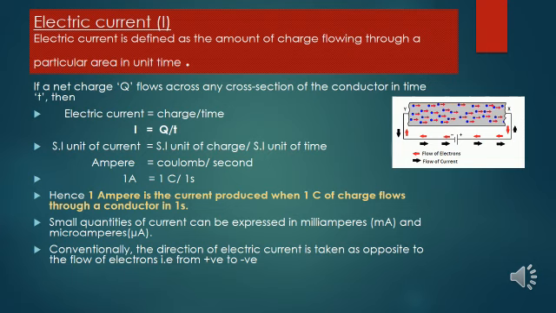Small quantities of current can be expressed in milliamperes and microamperes. 1 milliampere is equal to 10 raised to minus 3 ampere, whereas 1 microampere is equal to 10 raised to minus 6 ampere. Conventionally, the direction of electric current is taken as opposite to the flow of electrons, that is from positive to the negative terminal.